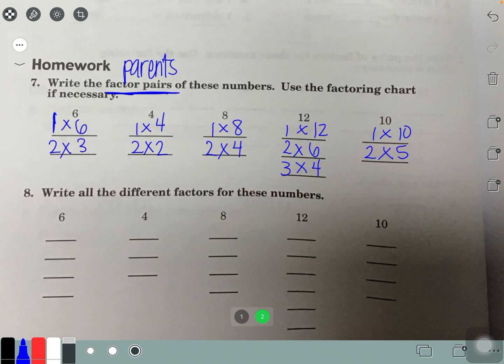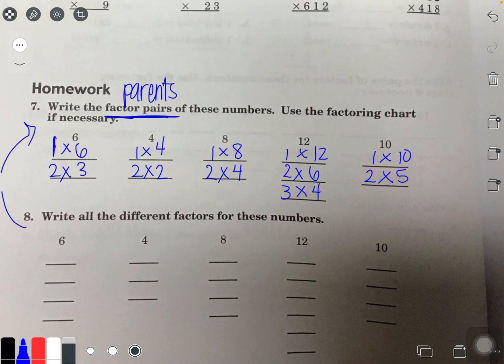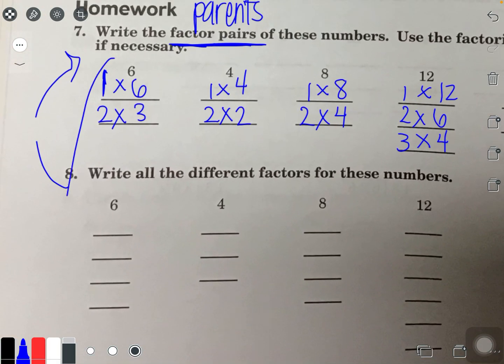Now, for number 8, it relates to number 7. So I'm going to write the factors as a list. I don't have to write the pairs anymore. I don't need to write as mom and dad. I need to write the factors as a list. So for 6, this corresponds to 6. So I'll put 1 because I start at 1, 2, 3, and 6.